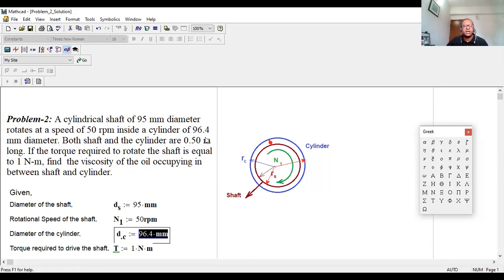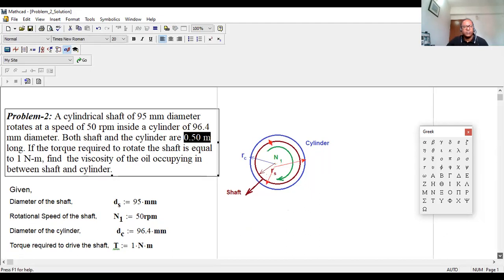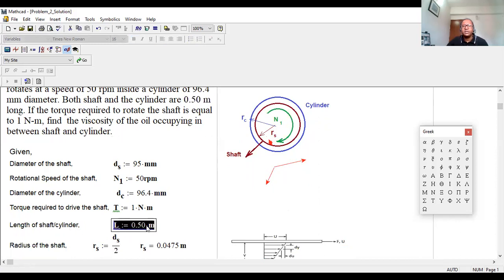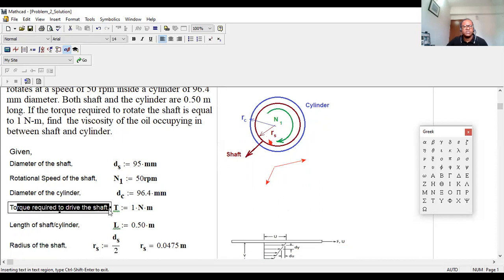So I write down diameter of the cylinder DC equal to 96.4 millimeter, and it's saying both shaft and the cylinder are 50 millimeter long. So you have to put the length of the shaft and cylinder L equal to 0.5 meter, not 50. Then the torque required to rotate the shaft is 1 Newton meter. So I put required torque to drive the shaft T equal to 1 Newton meter.